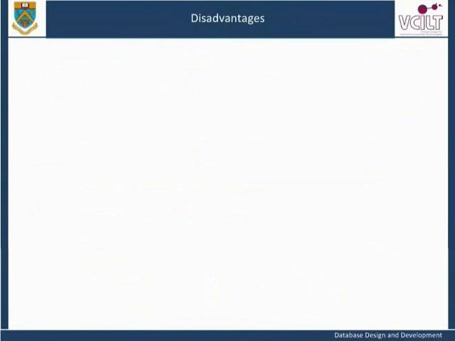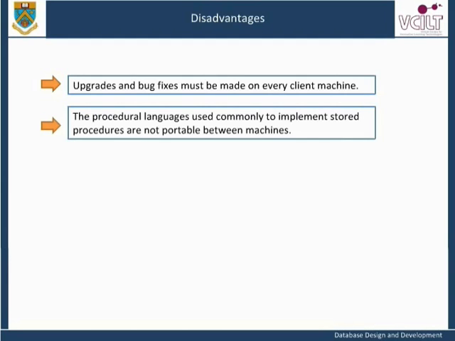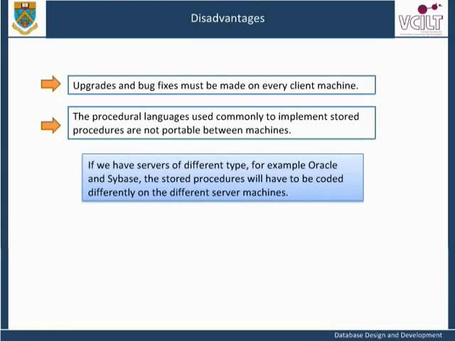Two-tier client/server architectures in which a significant amount of application logic resides on client machines suffer from the following further disadvantages. Upgrades and bug fixes must be made on every client machine. This problem is compounded by the fact that the client machines may vary in type and configuration. The procedural languages used commonly to implement stored procedures are not portable between machines. Therefore, if we have servers of different type, for example, Oracle and Sybase, the stored procedures will have to be coded differently on the different server machines.